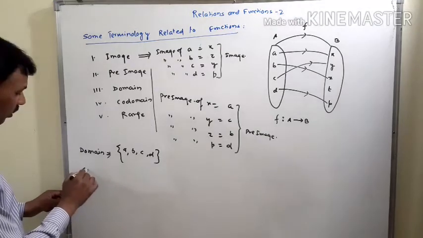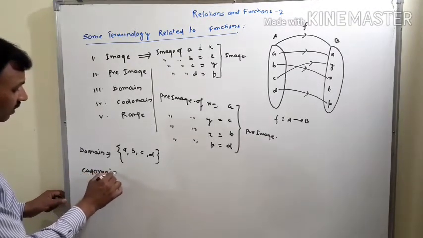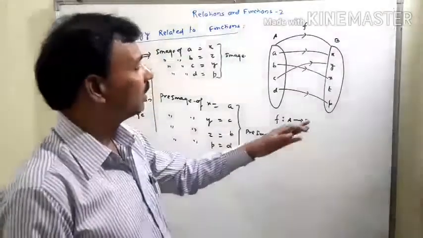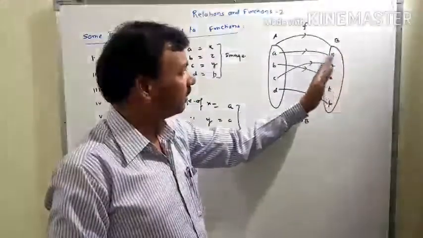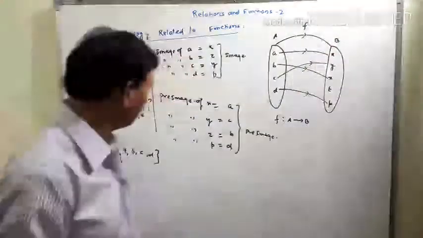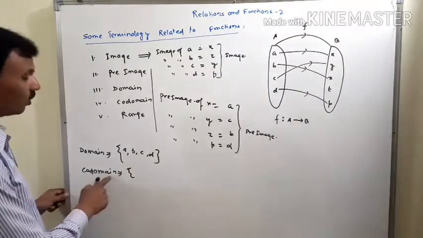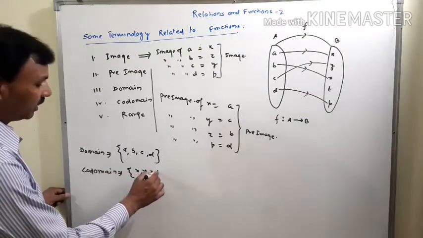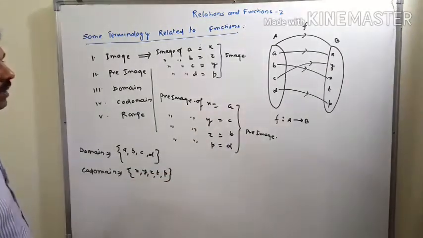Now codomain is nothing but all elements of set B, or we can say that set B is known as codomain. That means the elements in the codomain will be X, Y, Z, T and P. These are the codomain.